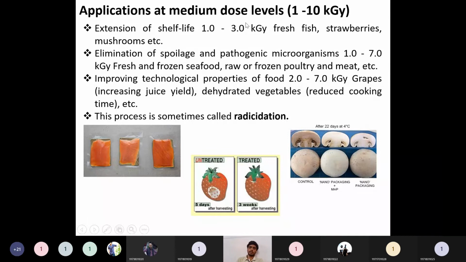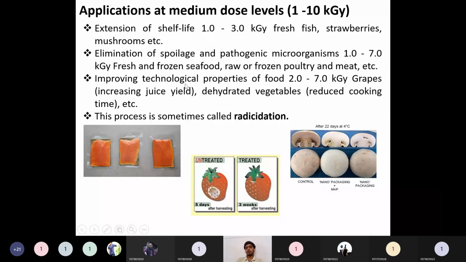We can use those products for our consumption. So these medium dose levels are for extending shelf life. Then up to 1 to 3 kilograys we can use for fresh fish, strawberries, mushrooms. We can use this dose level. Then elimination of spoiled and pathogenic microorganisms. Already spoiled food is there. Already spoiled food, these microorganisms can be destroyed using these medium dose levels also.